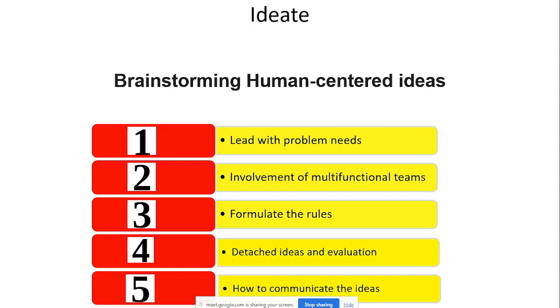After formulating the ideas, detachment and evaluation. From your ideation process, a lot of unwanted ideas may be developed. So we may remove those unwanted ideas from the pool of ideas. So detachment is also important. After detachment, we may evaluate the exact solution for the identified problem and customer need. After identifying the best solution, the next question that comes to my mind is how to communicate my idea. This is the next question, and I will tell you in the next step.